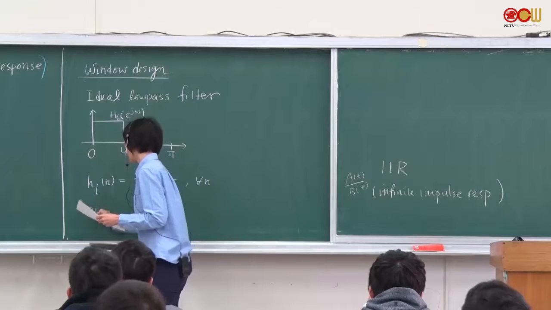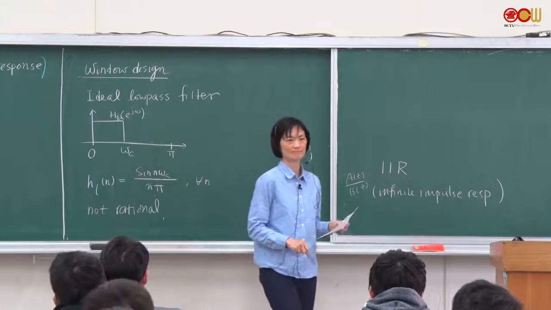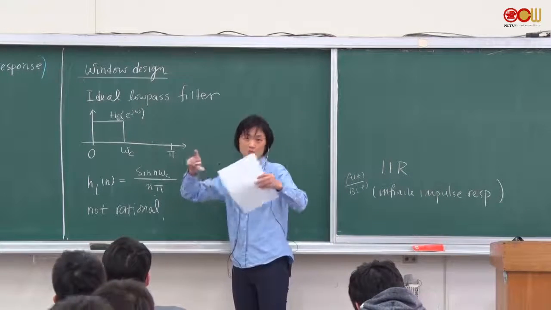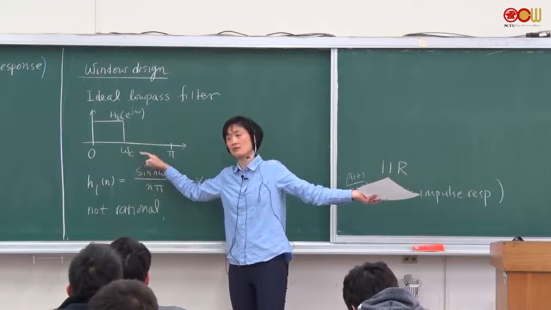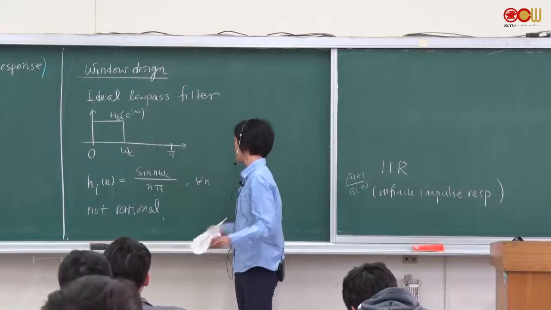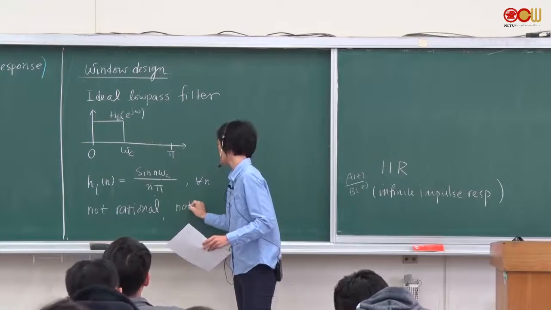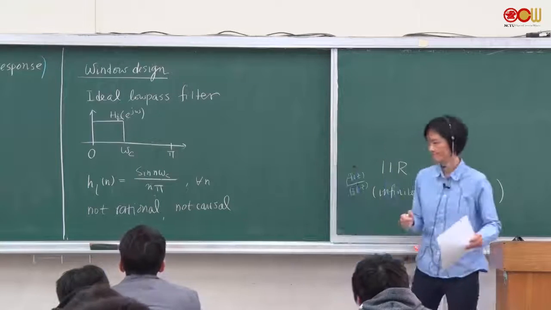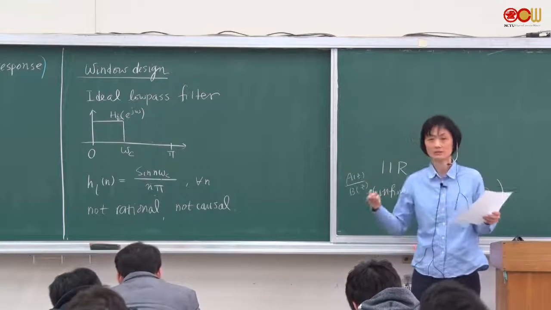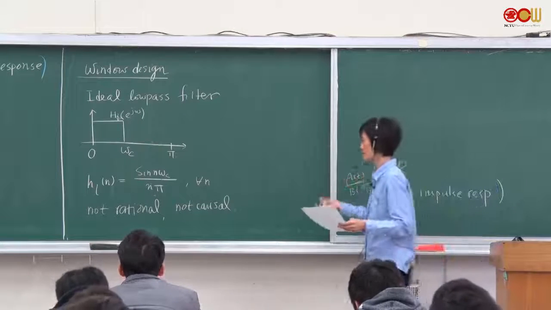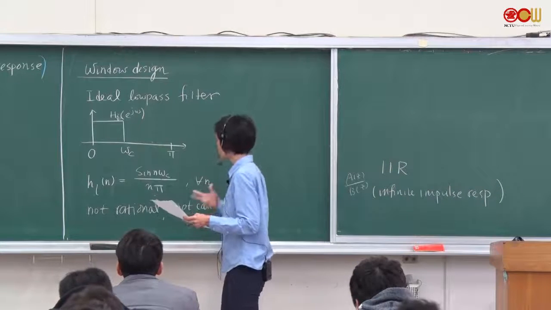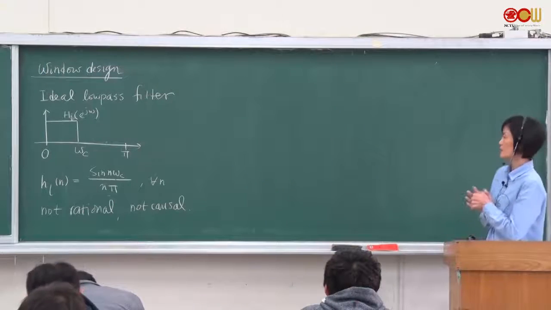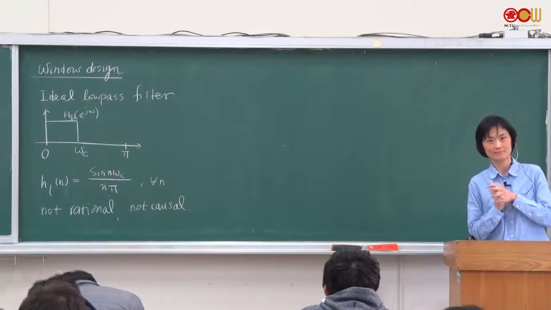And it's not rational. Is it causal? It's not causal either, right? Because remember, it's like the sinc function and it spreads from minus infinity to infinity, and there's no way we can make it causal. So it's not rational, it's not causal, so there's no way we can implement this thing. There's no practical implementation of the ideal low-pass filter. But we still want to design an FIR filter, right?